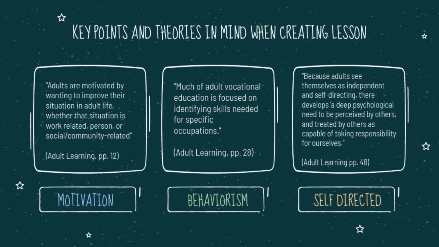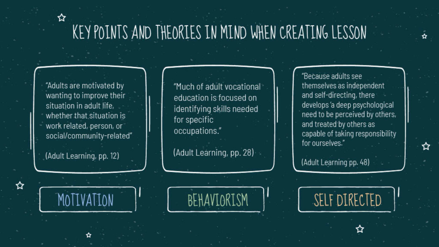And then lastly, self-directed. Because adults see themselves as independent and self-directing, there develops a deep psychological need to be perceived by others and treated by others as capable of taking responsibility for ourselves. This is super important, especially with college students, because they're kind of just stepping into those adult roles and feeling like an adult for the first time.